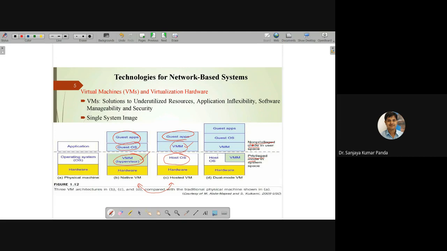And you also have host operating system, like hosted virtual machine. These are the basic differences between these three virtual machine architectures, and it is different from our physical machines. Here, multiple users can use the resources, whereas in the physical machine, only one user can use the resources. That is the only difference between the physical machine and VM-based architecture.